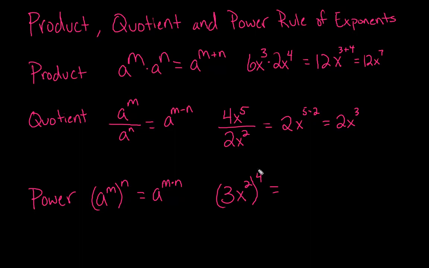Really, essentially, we have to take both to the fourth power. So that's going to be 3 to the fourth power times x squared to the fourth power. If we take 3 to the fourth, that equals 81. And x squared to the fourth power, well, our power rule says that we multiply our two exponents together. So that's x to the 2 times 4. And that simplifies to 81x to the 8th power.